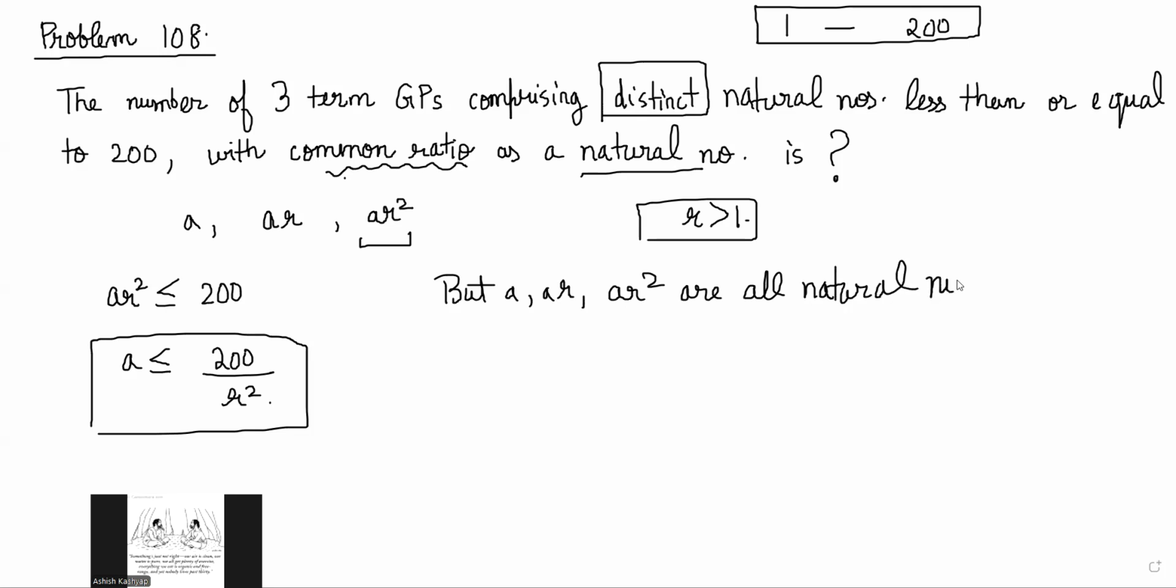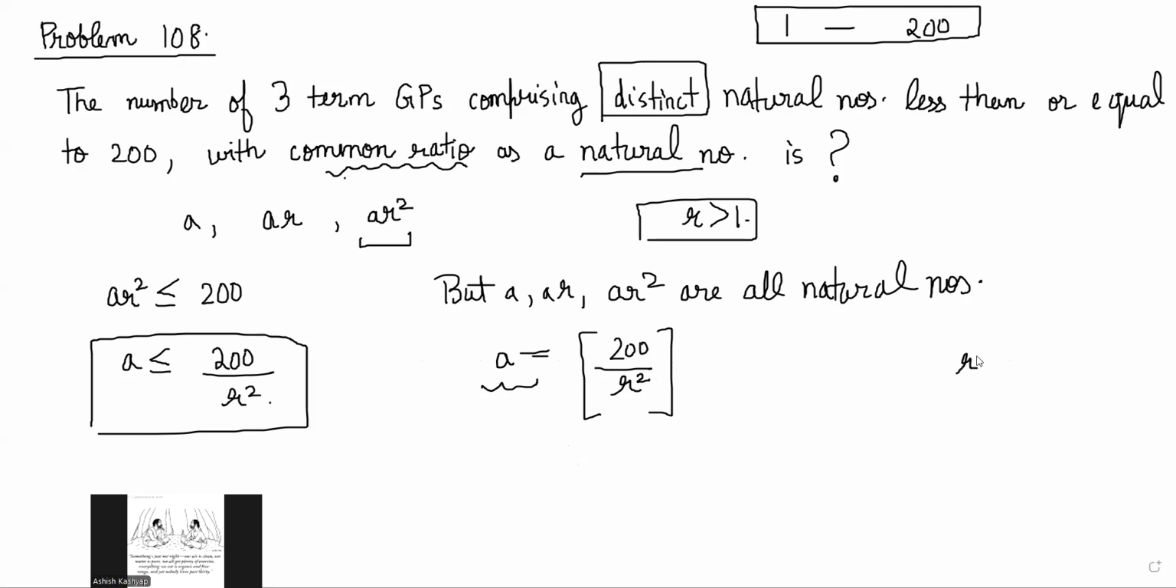And since they are natural numbers, we basically have to count what are the possibilities of A so that A is an integer, right? So A should be something like the GIF of 200 by R square, because these are the different possibilities of A being an integer. We have put a GIF sign here because that tells us how many possible integers are there.